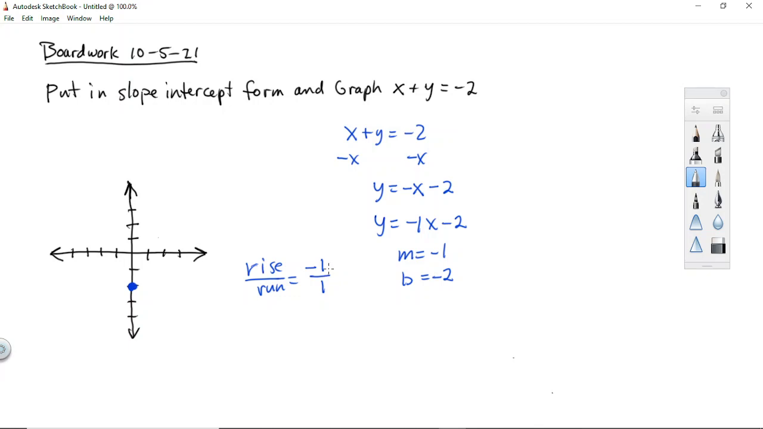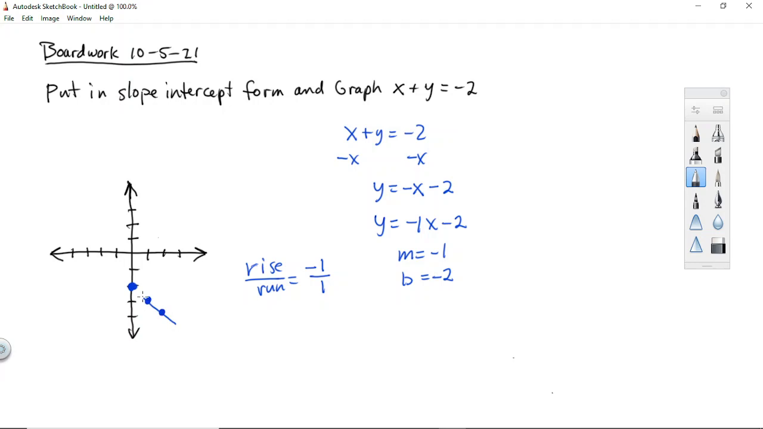Okay, so this, of course, when we write negative 1 over 1, that does equal negative 1, but we're writing it as a fraction. Our numerator is negative, so the rise is negative, so we go down 1, and then the run is positive. So from there, after going down 1, we go over 1. And that's our 2 points. Sometimes people like to go ahead and go down 1 over 1 a couple more times. Once or twice more, just to make it maybe easier to draw the line.